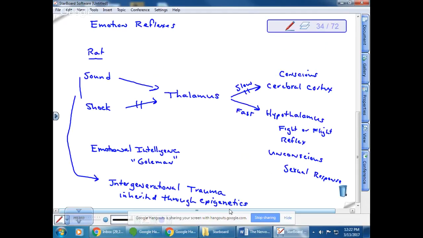So in the case of the mice that are more sensitive to cherry smell, the genes that would control for that sensitivity are turned on at a greater rate than they would be in a normal mouse. So it's kind of interesting, this whole new era of epigenetics and how these types of emotional reflexes could be passed down from parent to offspring.